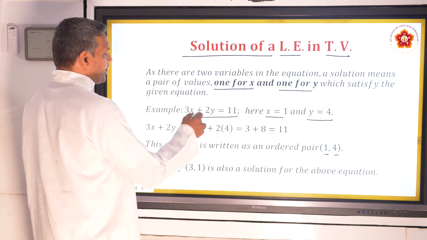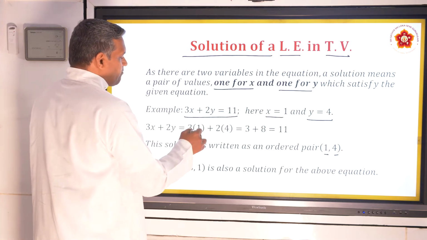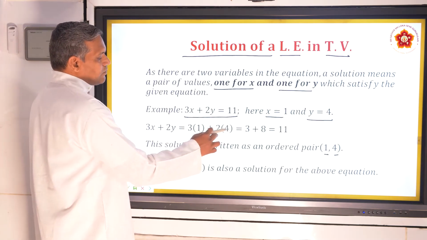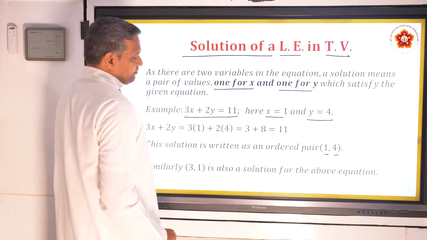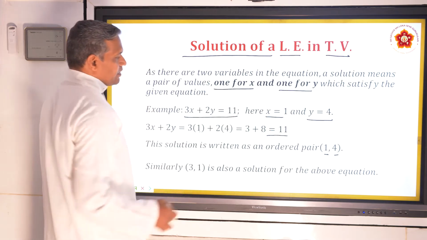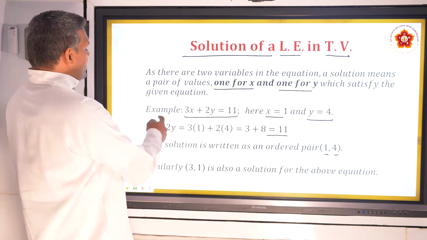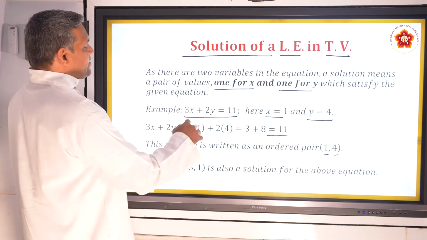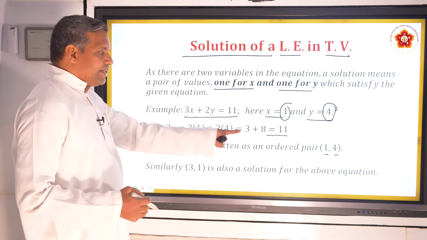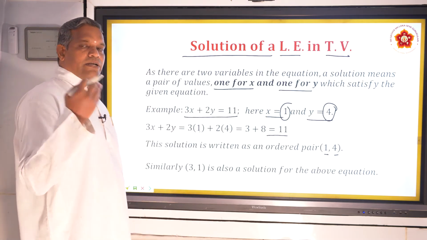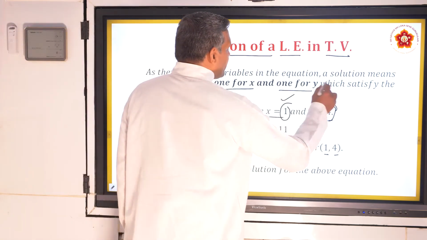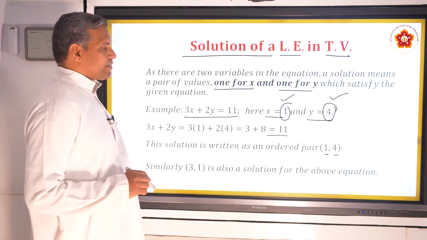So 3x plus 2y. In the x place I substituted the value of 1, in the y place I substituted the value of 4. 3 1s are 3, 4 2s are 8, 8 plus 3, 11. So I finished. After substituting the values of x and y, the equation is satisfied. That means x value 1 is a correct solution, y value 4 is a correct solution. Otherwise, it can never be equal to 11. It could be 13 or minus 7 or different values. So now I can confirm that 1 and 4 are the right values of x and y.